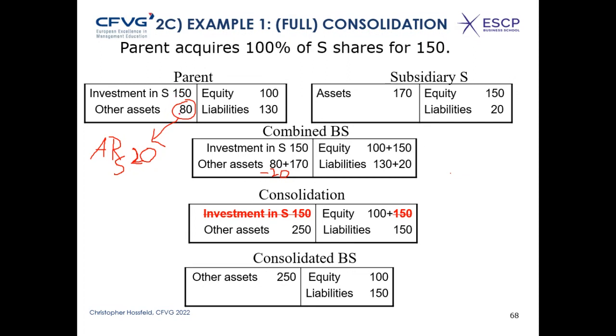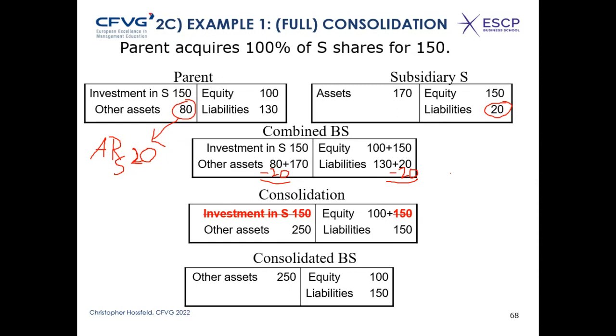Because if the parent company has a receivable, that means for the subsidiary, it's a liability. And that means this liability here of 20 is also an internal liability, and therefore I would need to reduce the overall liabilities by 20. So minus 20 on the asset side, minus 20 on the liability side. My balance sheet is balanced and our consolidation entry is good.